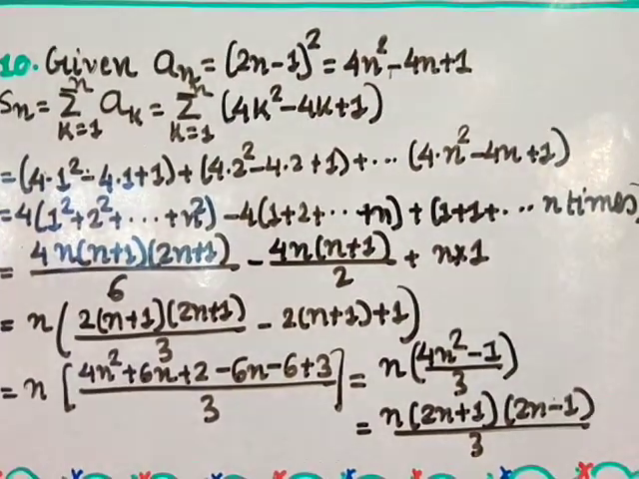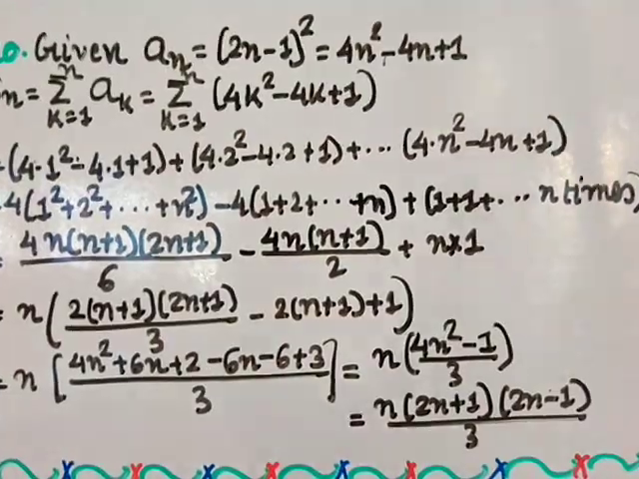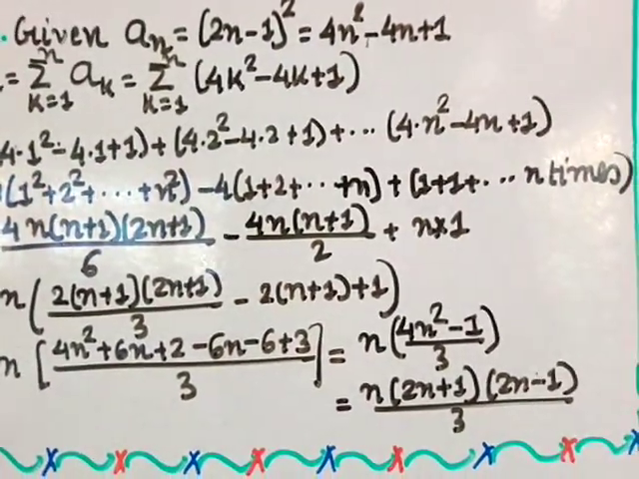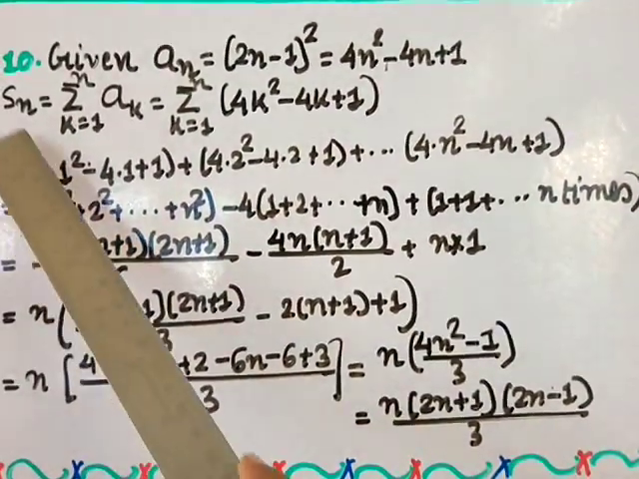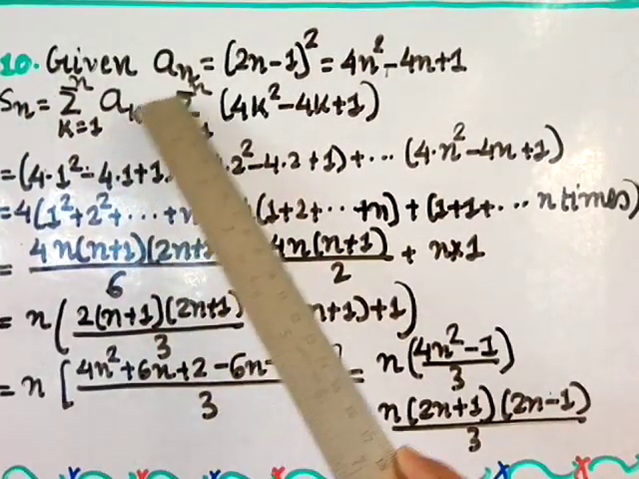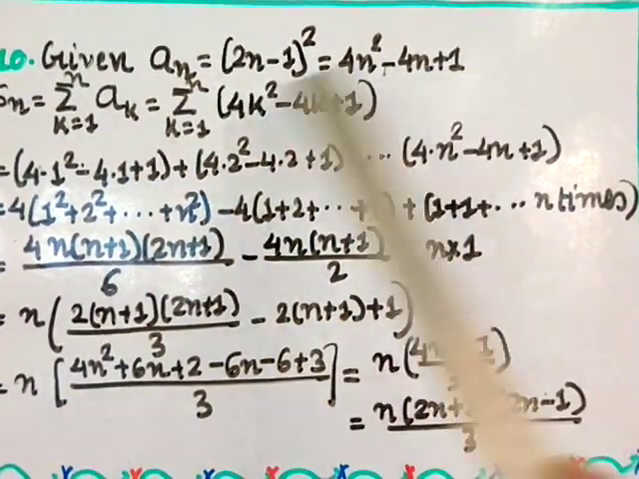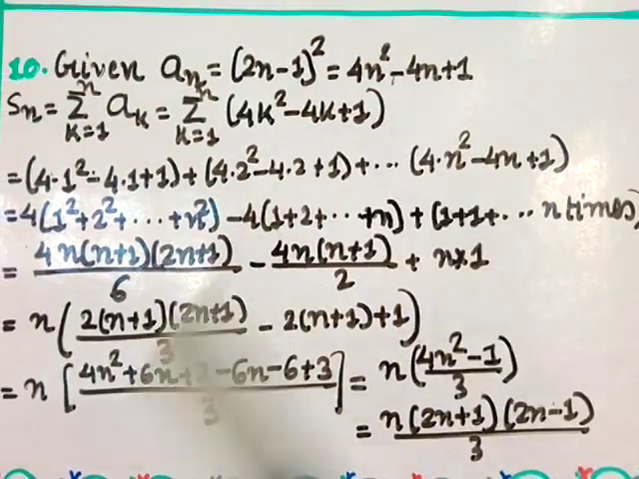plus 1 square, which is 1, right? I am using (a minus b) whole square and expanding this (2n minus 1) whole square. Okay, now find the sum. S_n equal to sigma k equal to 1 to n, a_k, equal to sigma k equal to 1 to n, this value 4k square minus 4k plus 1, right?